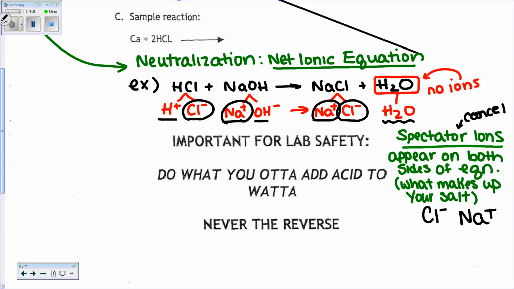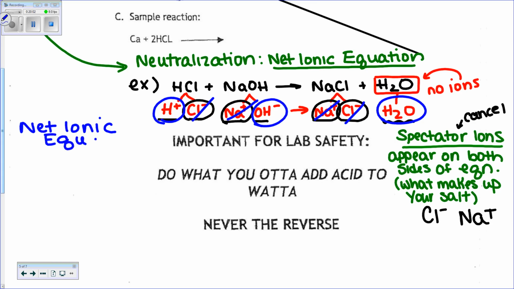So spectator ions, I'm going to cancel. I'm going to take them right out, so they don't really matter. So Cl cancels with Cl, Na cancels with Na. And I'm just left with my net ionic equation for neutralization. I have H plus OH minus gives me H2O. So the net ionic equation is always what is left after you cancel your spectators. So H plus OH minus goes to H2O. So your net ionic equation is basically the important part, what makes something neutral.